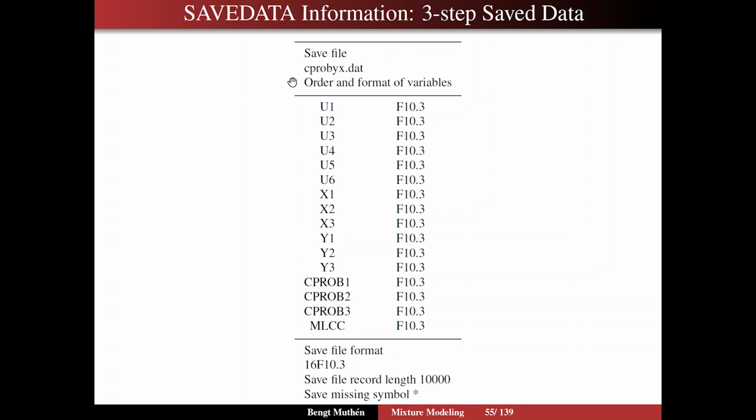So what we have here then is the save data. We save the U indicators, the X's and the Y's, and CPROB 1 through 3, and the most likely class.